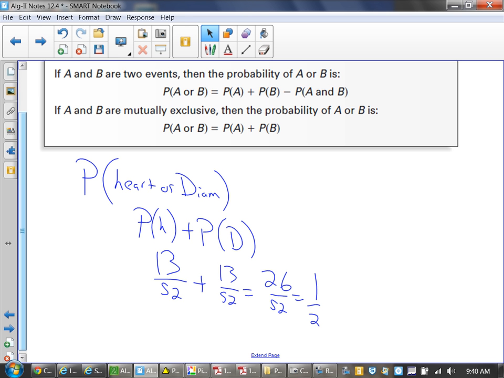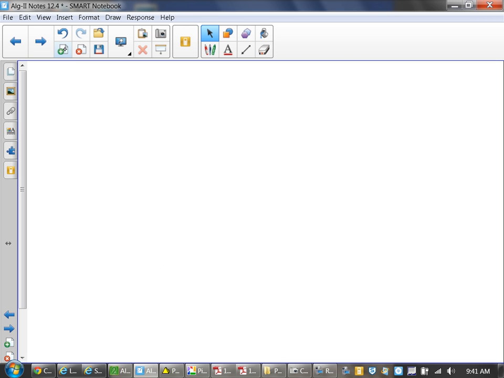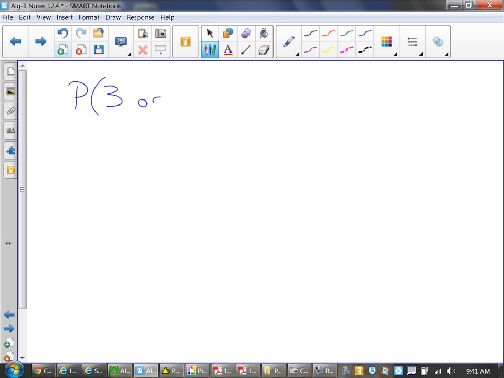Now, the other one is a little bit different. See if you can figure out the difference in the wordings here. How would I write out the probability of getting a 3 or a spade? Well, there's a 3 in spade. See how that's said a little bit differently? The probability of a 3, 3 of 52, plus 1, or a spade.